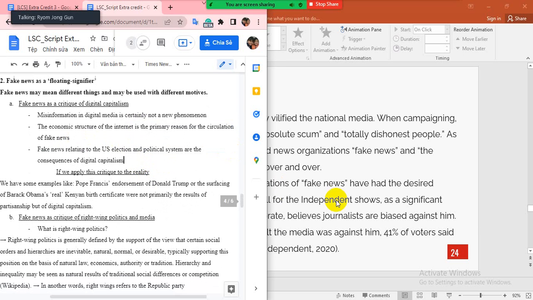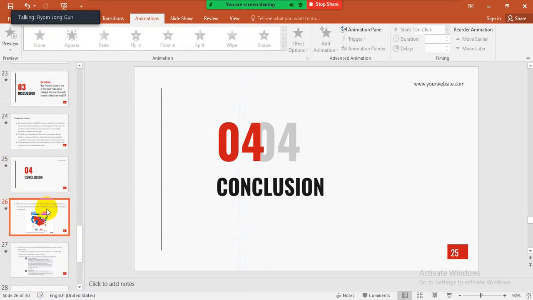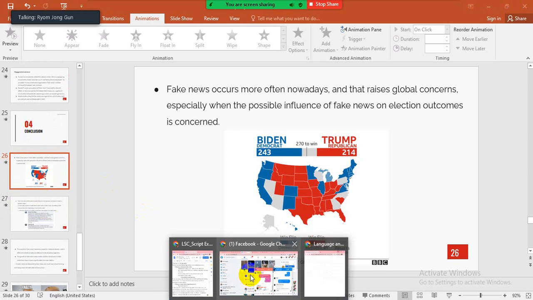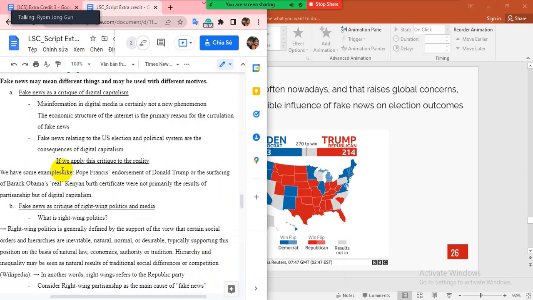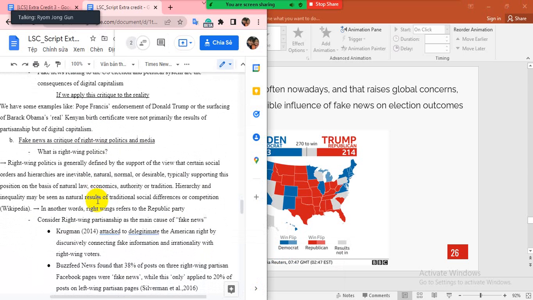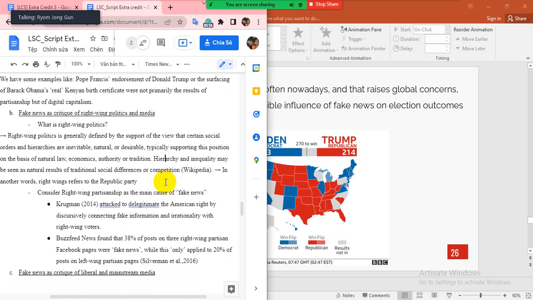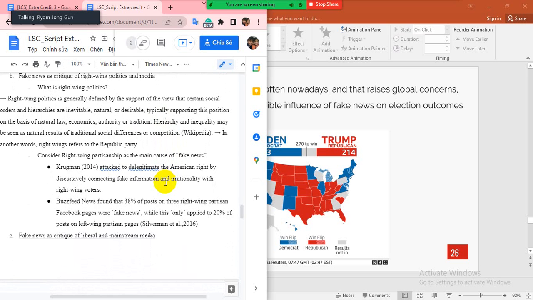And now let's move to the very last part of our presentation, which is the conclusion. Fake news occurs more often nowadays. That raises global concerns, especially when the possible influence of fake news on election outcomes is concerned. For example, in election periods, voters may base their choice of vote on wrong information. Fake news also exerts unacceptable impacts on people's perception toward a specific subject.